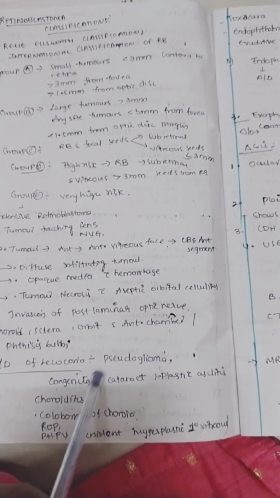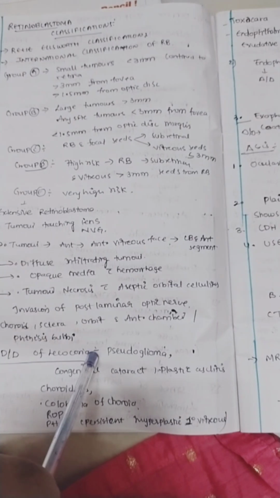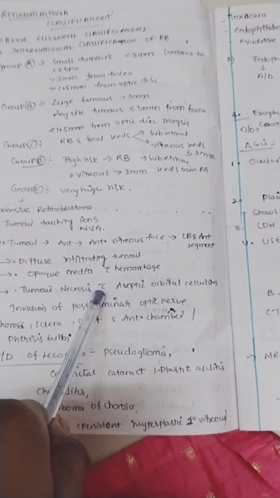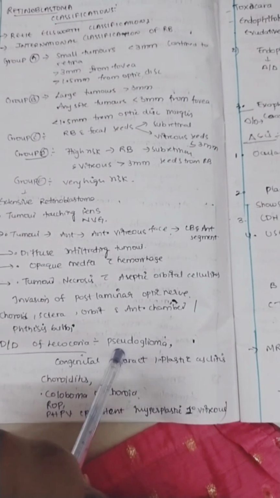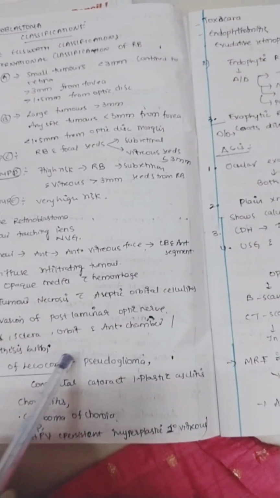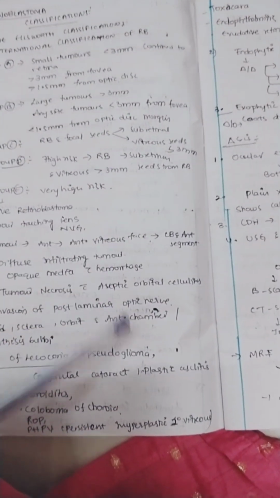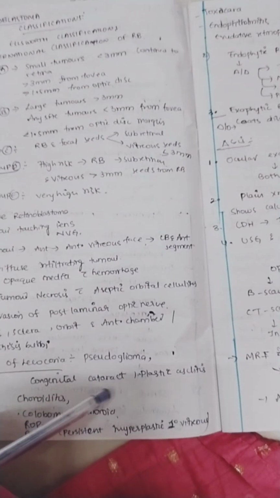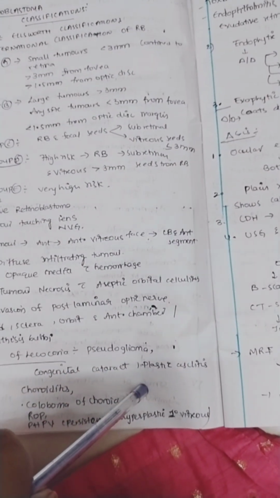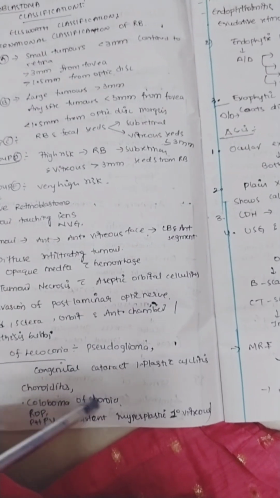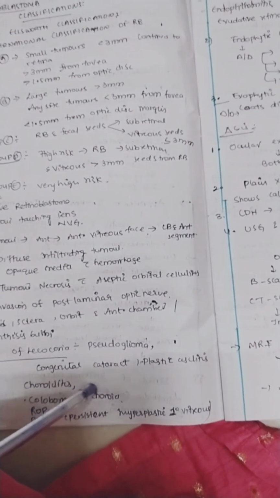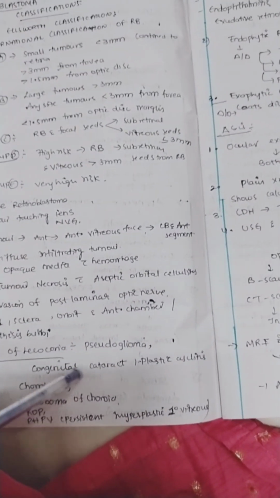So what are the differential diagnoses of leukocoria? If a patient comes with the cat's eye appearance, with a white yellowish thing in the eye, what will you suspect? You may suspect pseudoglioma. You should differentiate retinoblastoma from these conditions. So pseudoglioma, congenital cataract, plastic cyclitis, choroiditis. Coloboma means there will be a hole in the choroid due to incomplete closure of the choroidal fissure.